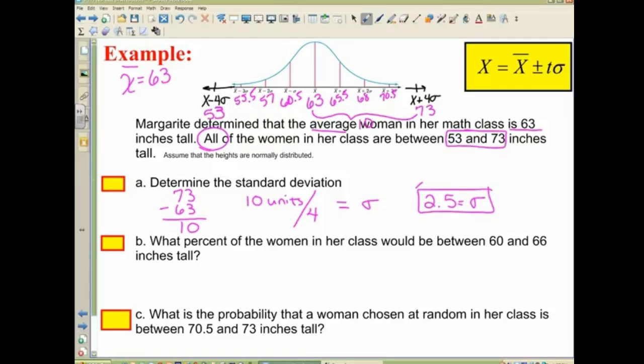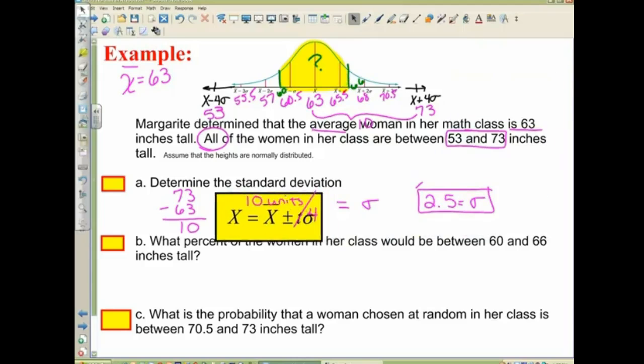What percent of the women in the class would be between 60 and 66 inches tall? Well, 60 and 66 inches tall don't happen to lie on the nicest values. So kind of this area in here. What space would that contain? So here's my 60, here's my 66. And my question is, what percent of the women lie between this? We're going to use this formula right here to help us do this problem.